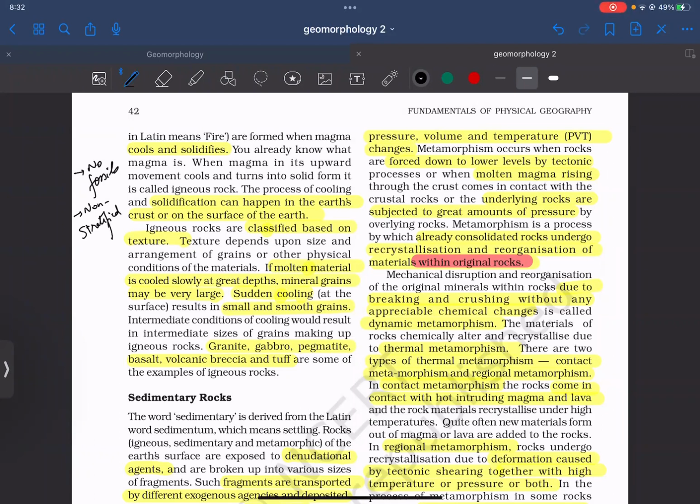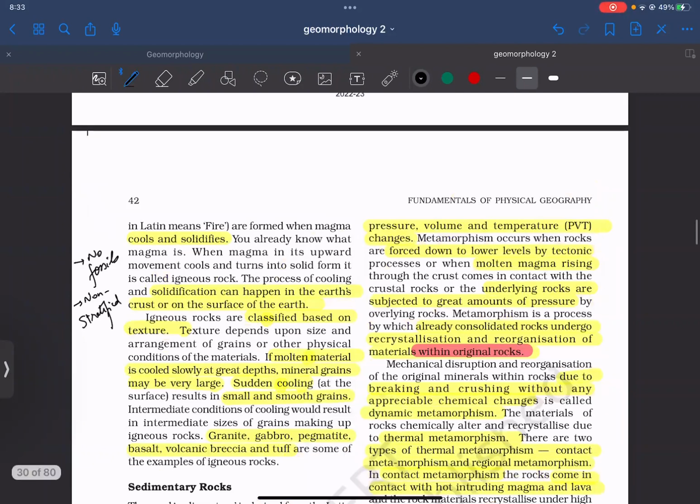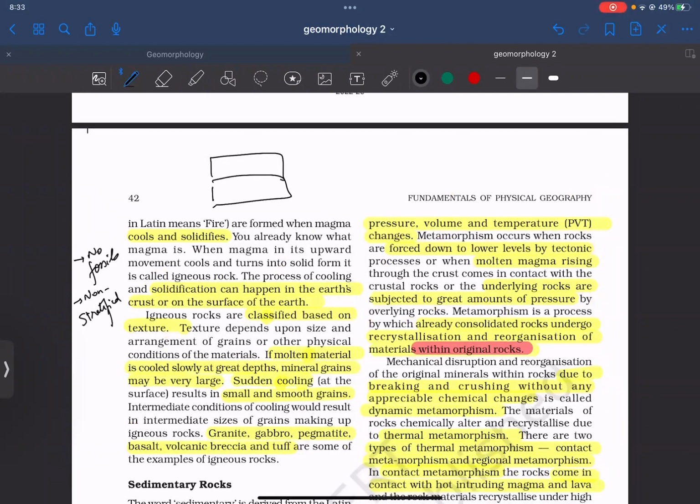That means we don't find rocks having different layers of different minerals, because one layer of lava is deposited, second layer of lava is deposited, third layer. So this whole rock is formed of different layers, but we know all three lavas have the same properties, so we are hardly able to discriminate or differentiate between the layers. So they are non-stratified, right? And they are crystallized.